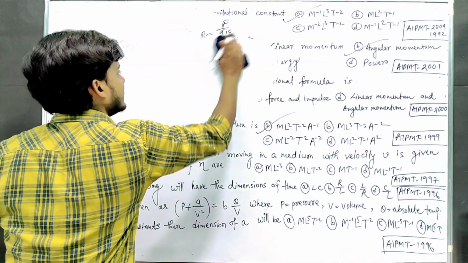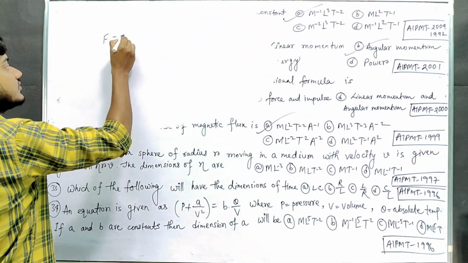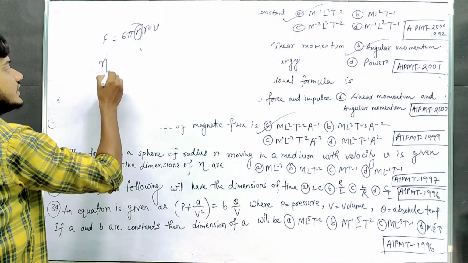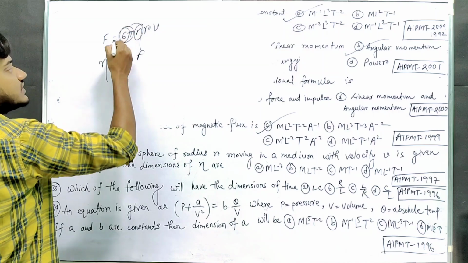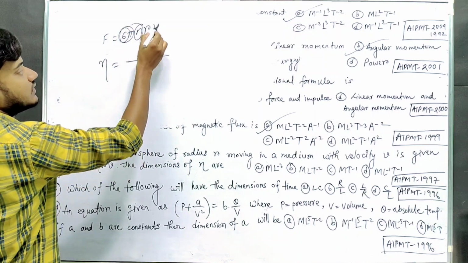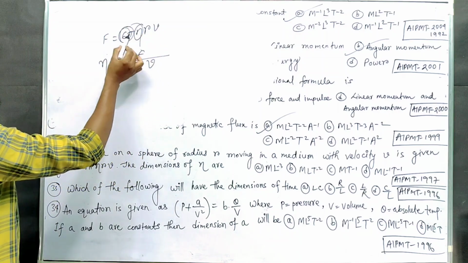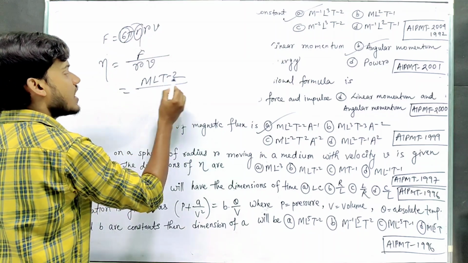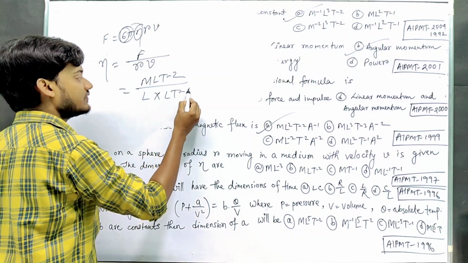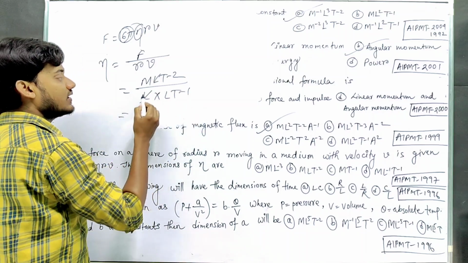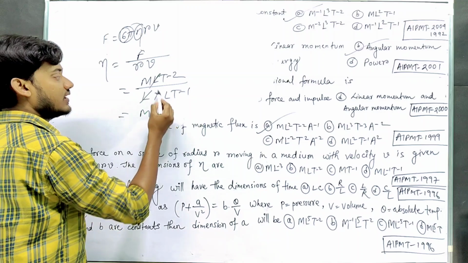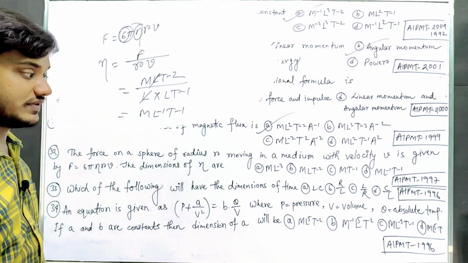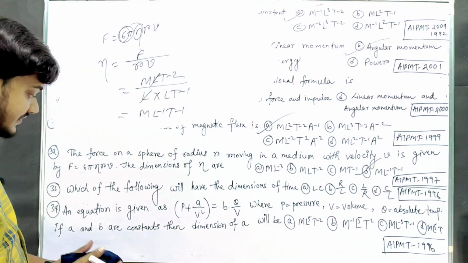So here F equals 6 pi eta r v. The dimension of eta would be F by 6 pi, which is a constant with dimension 1. So you can write eta equals F by r v. F is MLT inverse 2, r is radius, L, velocity is LT inverse. So L square, one L cancels out, so L goes up, it becomes inverse, and T minus 1 plus 1 becomes... so ML inverse T inverse. Option D is the right answer. Okay, next.